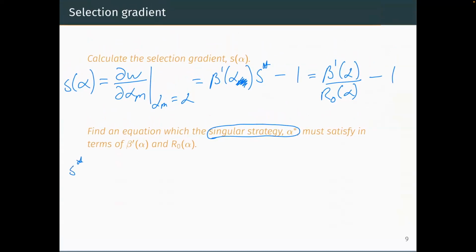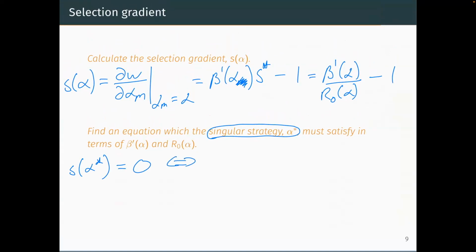So at a singular strategy, our selection gradient at that singular strategy must equal 0. By definition, that's what it means for it to be a singular strategy. It's saying that at that point, selection is neither pushing it to increase or decrease. So you can think of this as being like an evolutionary equilibrium.